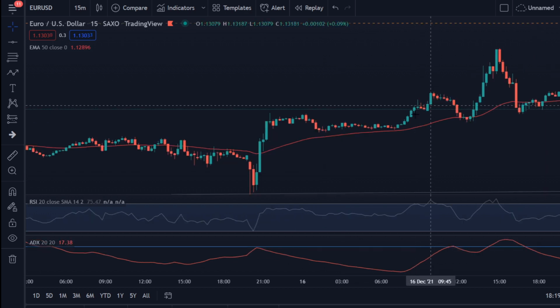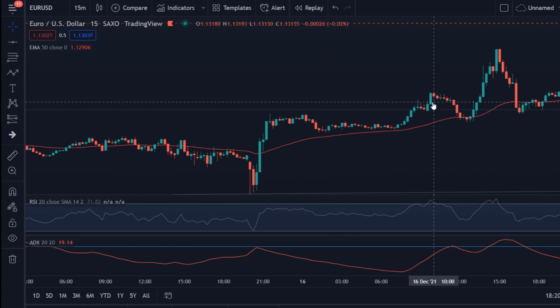So let's say, for example, that this was a nice opportunity. We see that the price is above the 50 exponential moving average. We see that it also crosses the 70 line on the RSI, and in this case the ADX is below the 25 level, so normally we do not take the trade. But let's say that it is above the 25 level, just for demonstration purposes, then we take the trade.